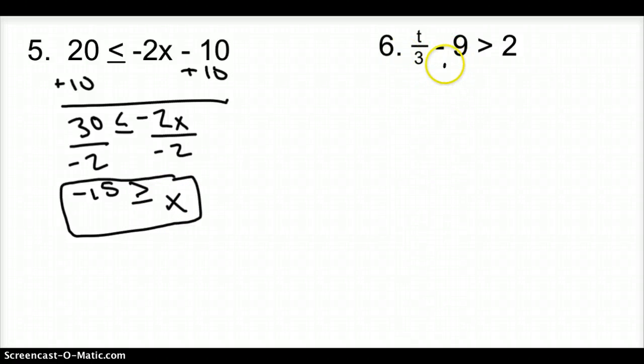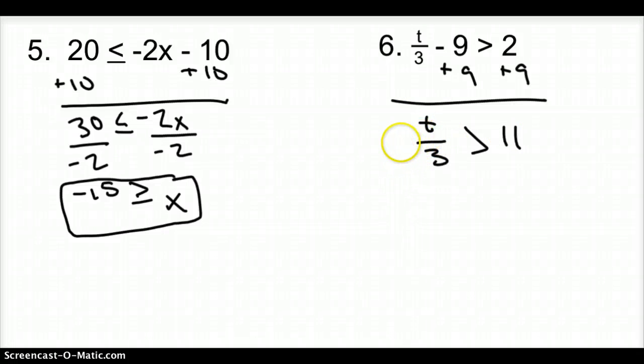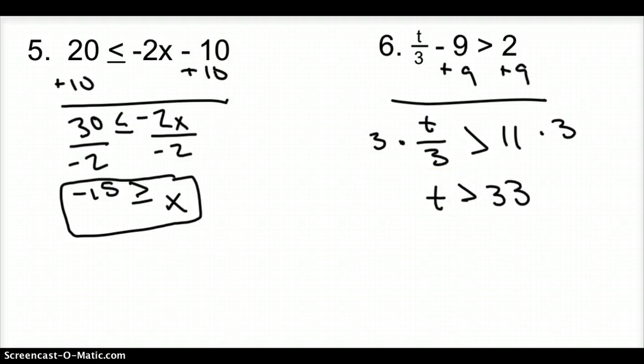Next, number 6. The very first thing we have to do is move the 9 to the other side. We move that through addition. So t over 3 is greater than 11. Now how do we undo what's being done to t? What is being done to t? It is being divided, so we have to multiply by 3. We multiply both sides by 3. So t is greater than 33.